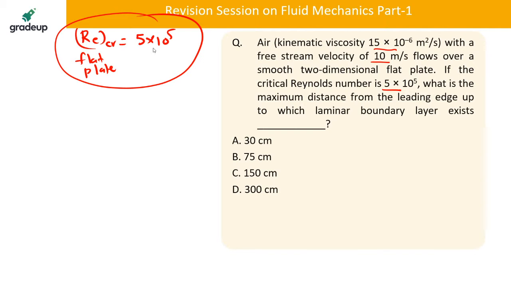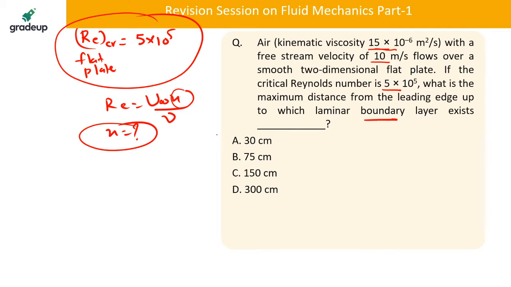It's a very simple question. Reynolds number is given. It is equal to V infinity into x by nu. The kinematic viscosity is given. Length of the plate is also given or not. So you have to find the maximum distance up to which this will exist. So x you have to find in this question. It is a very simple question. Come on, tell me everyone.